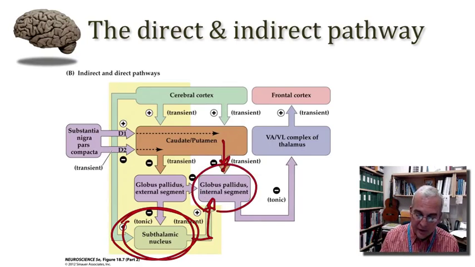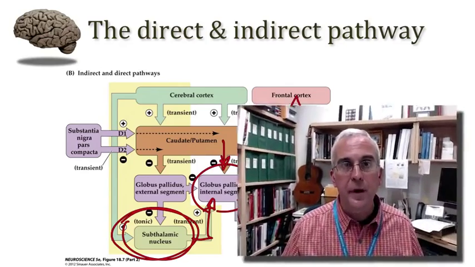Well, so is the direct pathway for that matter. But these two inputs converging in the internal segment of the globus pallidus are very important in modulating or controlling the output of the basal ganglia that ultimately is reaching the thalamocortical circuit. So after a short break, let's come back and let's consider the function of this circuitry in the basal ganglia.